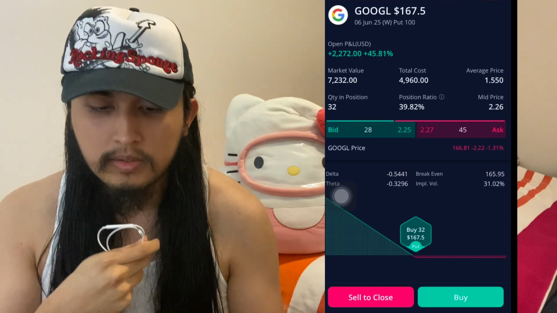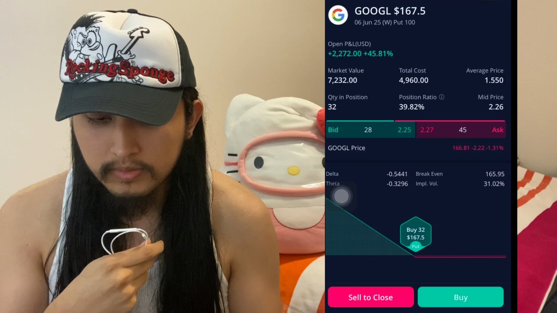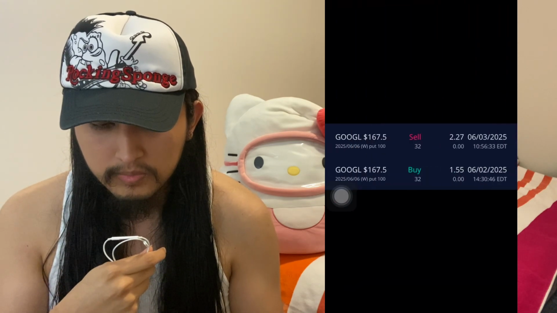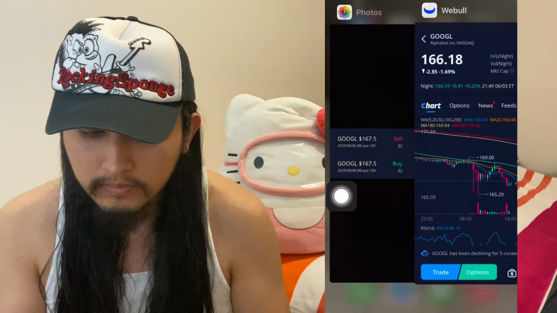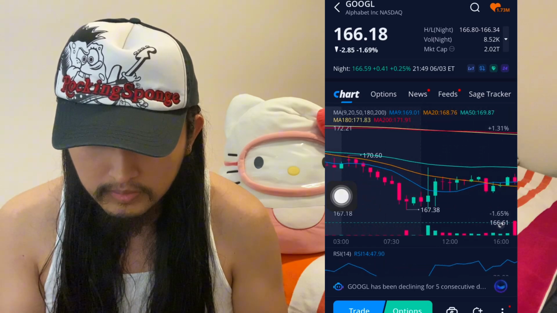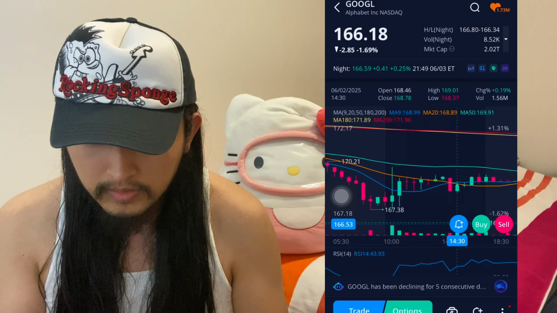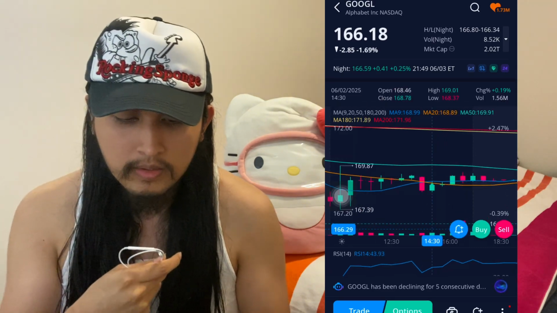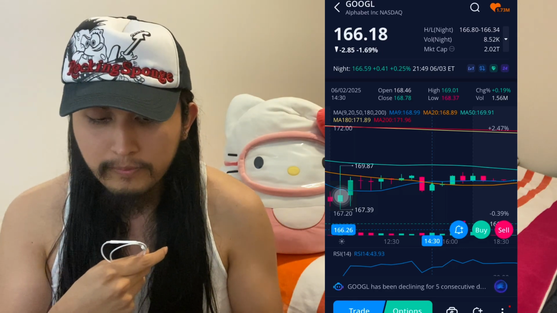So how did I make $2,272 trading Google put options? Looking at Google on June 2nd, 1430. This candle right here. So I played put options on Google yesterday, as soon as it approached the 9-day moving average, and waited for a rejection.